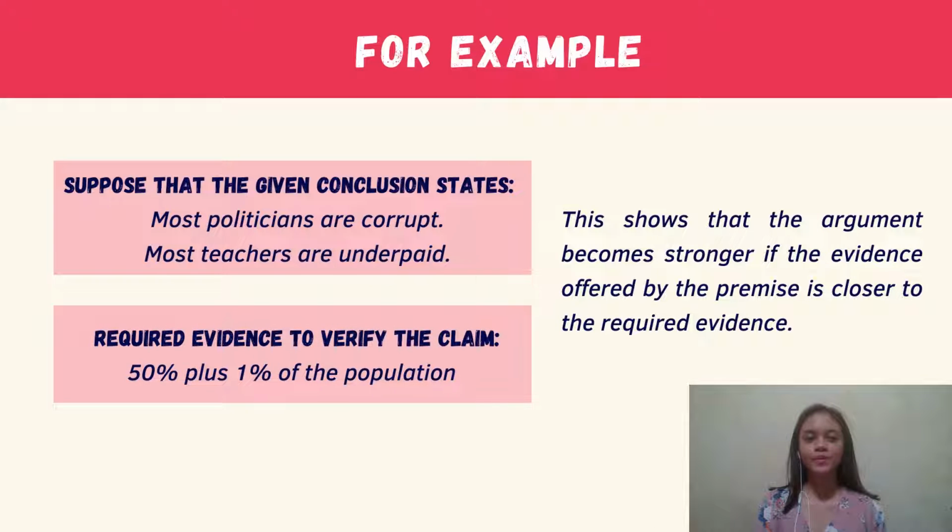Now, let us give some examples to understand it better. Suppose that the given conclusion is "most politicians are corrupt." In this claim, the needed evidence to completely verify the claim is that 50% plus 1% of the politician population is corrupt. Another example is "most teachers are underpaid." Just like the aforementioned example, the required evidence is that 50% plus 1% of the teacher population is underpaid. This shows that the argument becomes stronger if the evidence offered by the premise is closer to the required evidence.